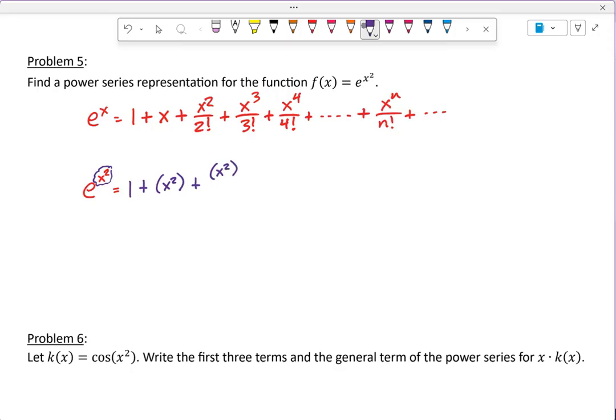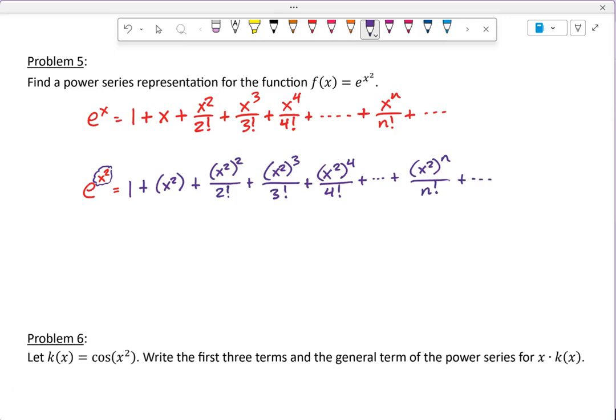plus, and then here I have x squared squared over 2 factorial, plus x squared to the third over 3 factorial, plus x squared to the fourth over 4 factorial. And I guess if we just squared everything, it might end up being the same, but we want to make sure we're writing it out correctly, because our work is also important. And then this one would be x squared to the nth power over n factorial.